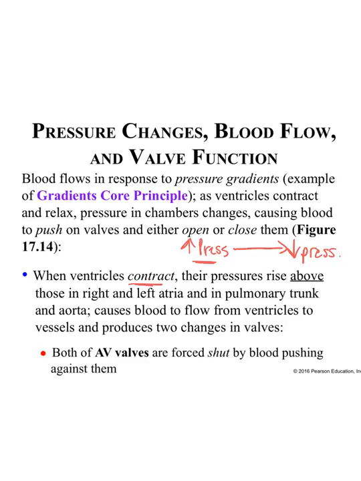So we're going to take blood to the next place once it's in the ventricles, which of course would be your pulmonary trunk and aorta. To do that, you have to have valves that open, that allow blood to enter those vessels. So the force of pressure upward forces shut the AV valves, and then that same force will open your semilunar valves.